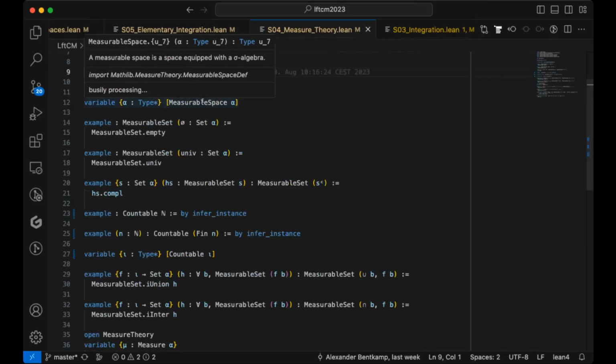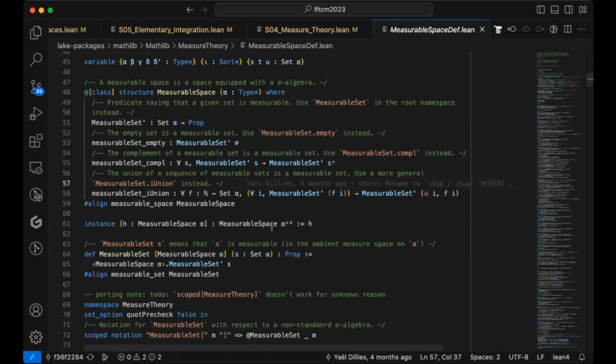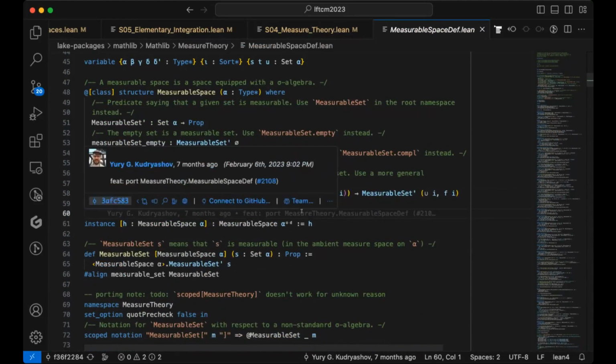So what is a measurable space? A measurable space is a space equipped with a sigma algebra. Maybe I'll peek at the definition just to see how that's said in Lean. Okay, indeed, a measurable space is a structure with, by the looks of it, four fields. One of them is a predicate on subsets, the measurability predicate. This predicate is true for the empty set. Okay, that looks right. It also has the property that if S is measurable, then the complement is measurable, right? I believe that's a property of sigma algebras. And then countable unions of measurable things are measurable, right? So here's the union happening here at the end of the line.